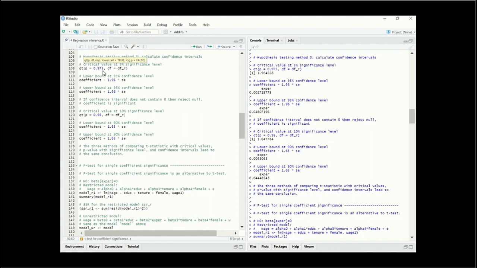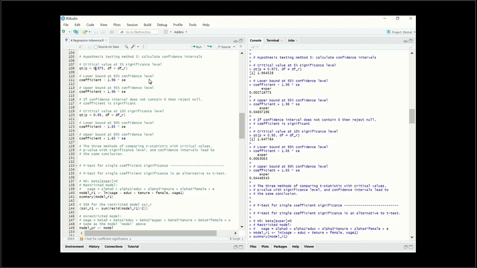Here, P would be equal to 0.975. So the complement to this is basically 0.025 that we're leaving here in the tail and in each of the tails, and this is the degrees of freedom for the residual. And what we're getting here again is the 1.96 as the critical value.